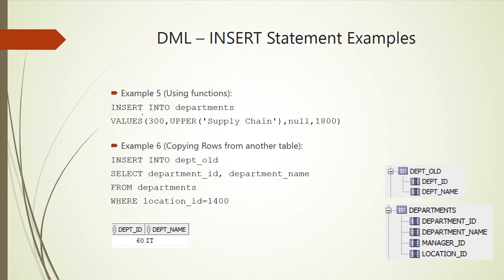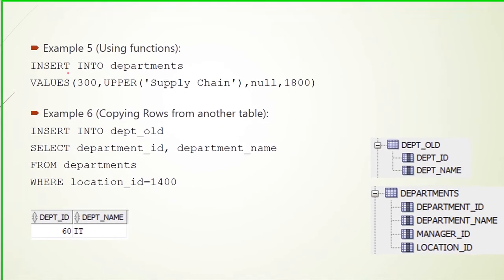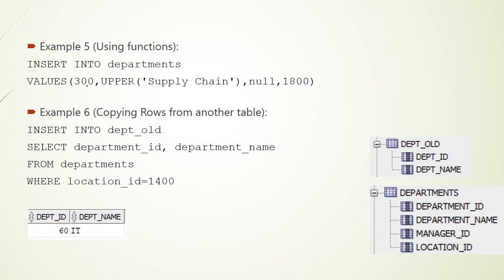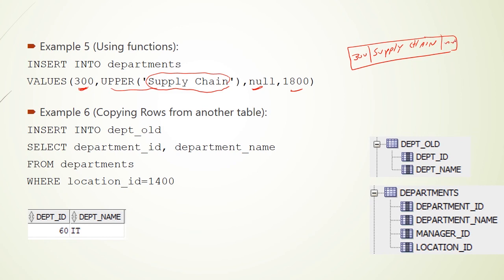In the 5th example here, we can use functions during the insert. Insert into departments values 300. So 300 will be used for the department ID. Upper supply chain, so it will convert the supply chain string to uppercase and insert it as a department name. Null value for the manager ID, 1800 for the location ID. So the record will be inserted to the departments table: 300, SUPPLY CHAIN in capital letters, and null value for the manager ID, and 1800 for the location ID.